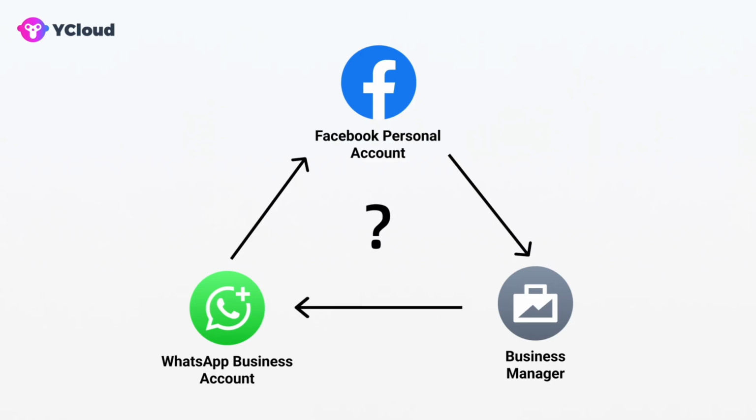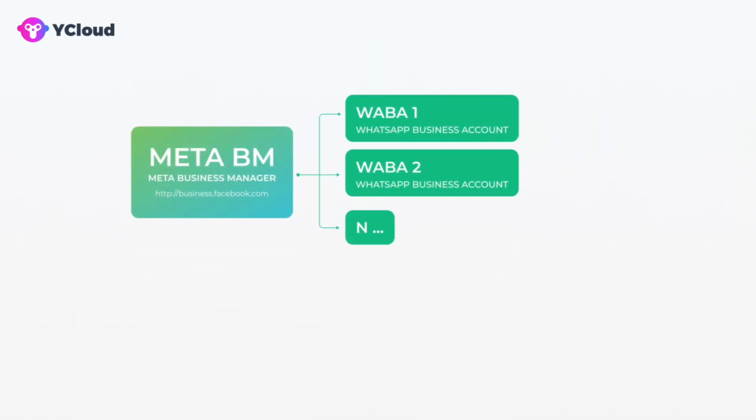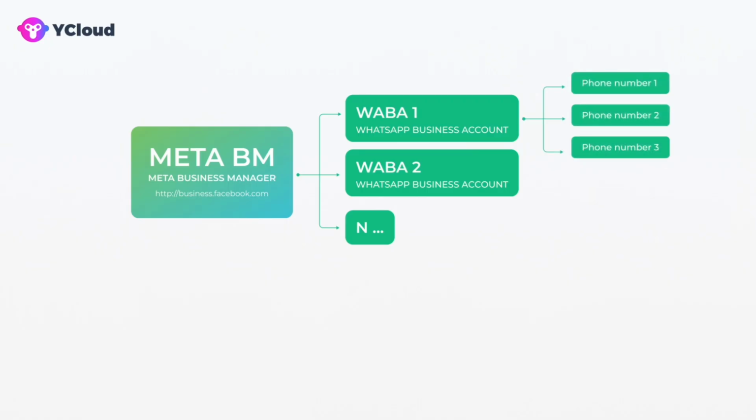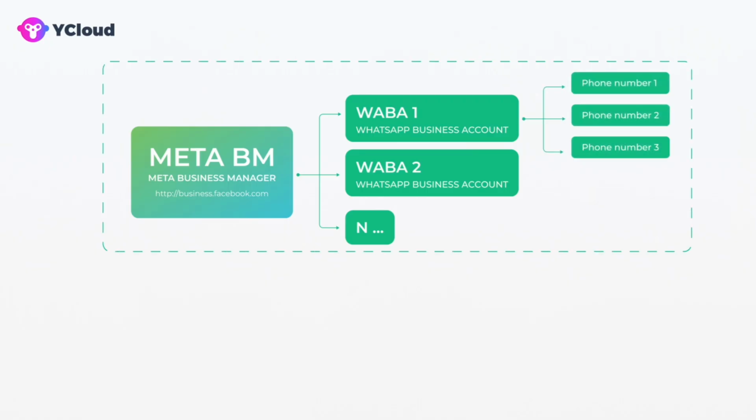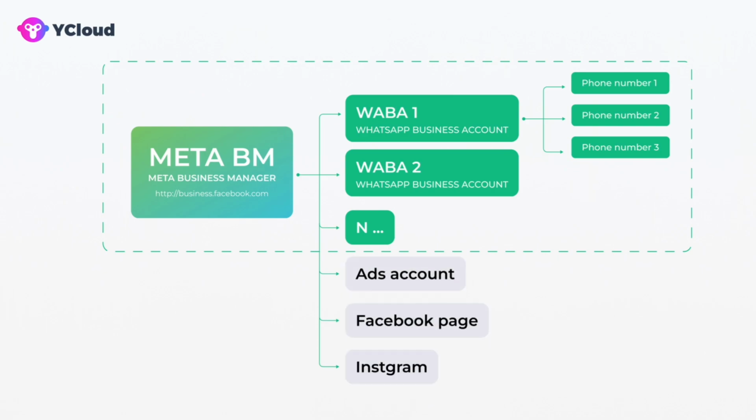So, how are they connected? Let's break it down. Within BM, you can create multiple WABAs, and each WABA can be linked to several phone numbers. This entire setup allows you to centrally manage all your business assets across Meta's platforms.